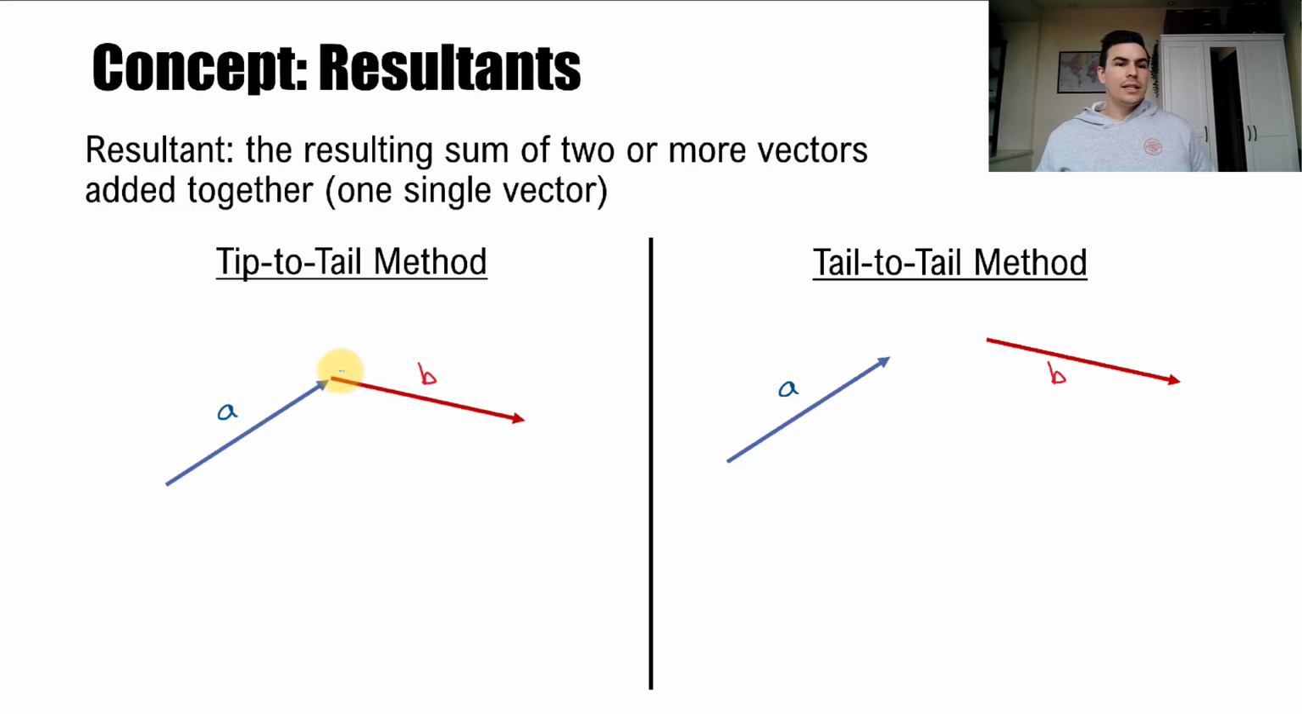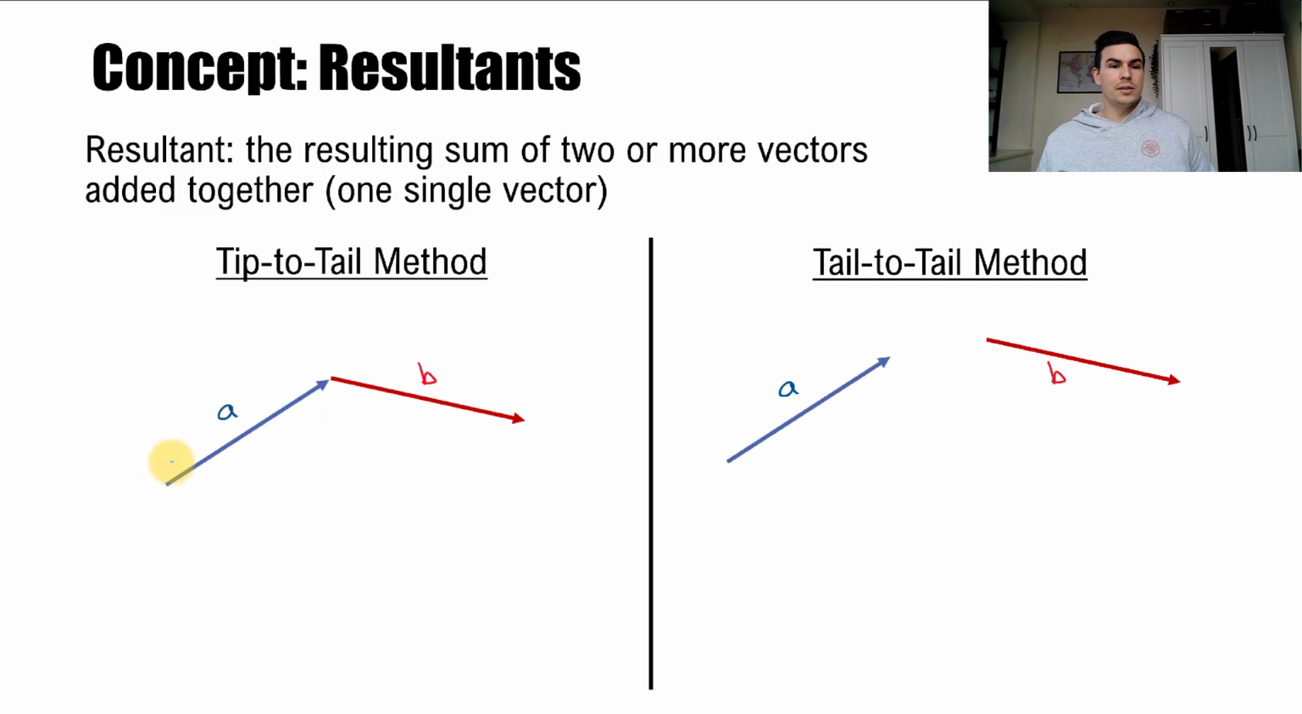And I would align that with the tail of vector B, okay? So I'm not changing anything with the magnitude or direction. I'm just moving those vectors. So the tip of the first one is aligned with the tail of the second one. Okay, and now I have to think, what is the exposed initial point here?